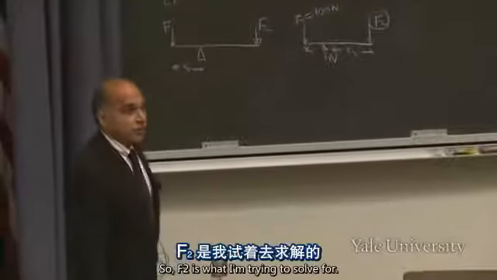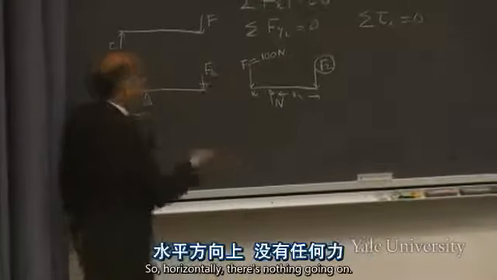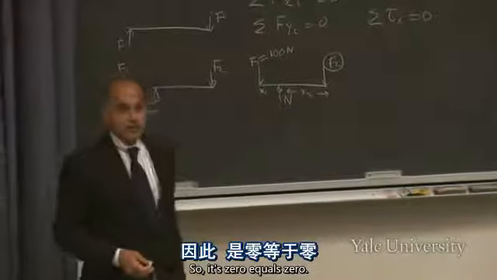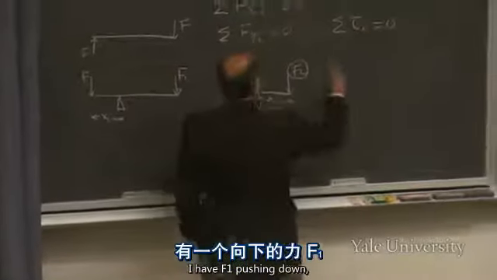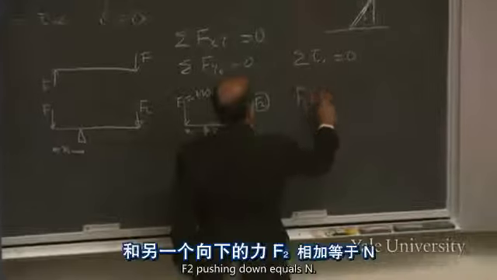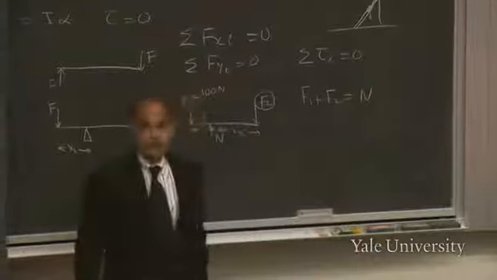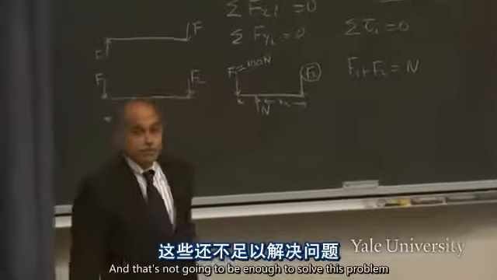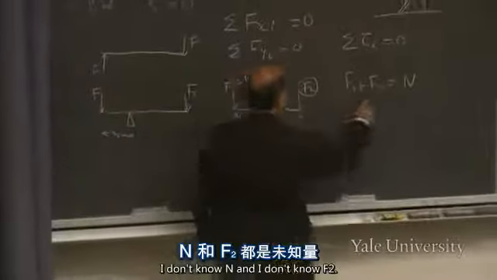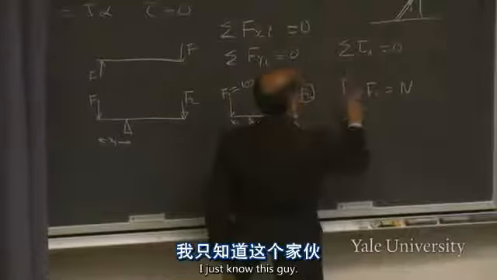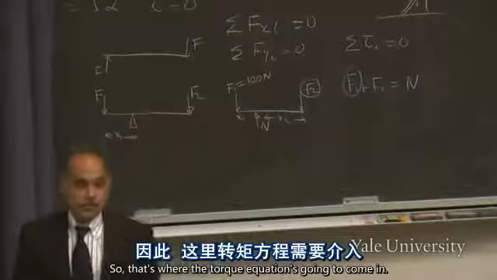So F2 is what I'm trying to solve for. So I write all the equations I know. Horizontally, there's nothing going on, so it's 0 equals 0. In the vertical direction, I have F1 pushing down, F2 pushing down, equals n. And that's not going to be enough to solve this problem because I have two unknowns. I don't know n and I don't know F2. I just know this guy. So that's where the torque equation is going to come in.